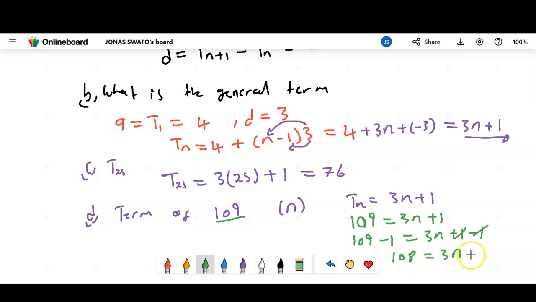Then from this, you're going to divide by 3. What you do on the left-hand side, you do on the right-hand side. Therefore, now you can have your n, which is equal to 36.